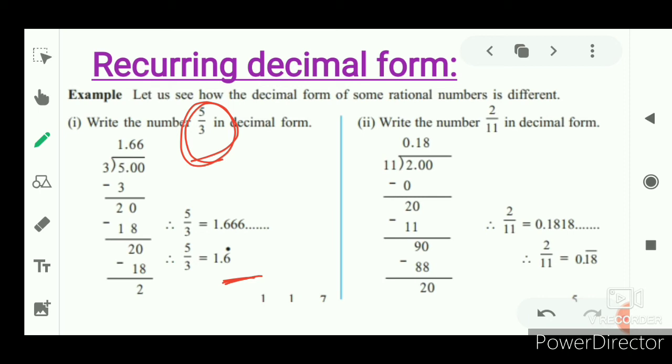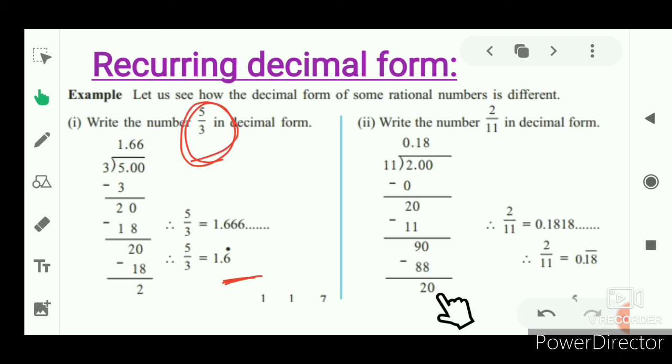Let's take another example. 2 by 11 is a given rational number and we have to write its decimal form. It means that we have to just divide 2 by 11. So 11 zeros, 2 is less than 11, which means we have to take 0. Now we will take a point, then we will take 0, then 11 ones are 11, 9 is remaining, then 11 eights are 88, then 2 is remaining. Then after that we are getting 2 again.